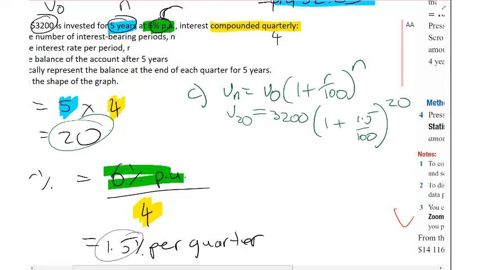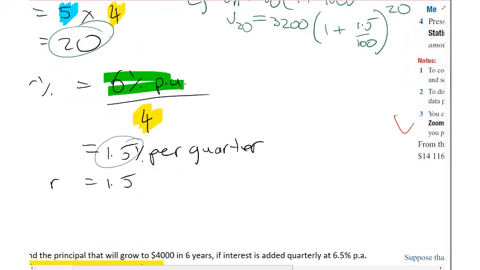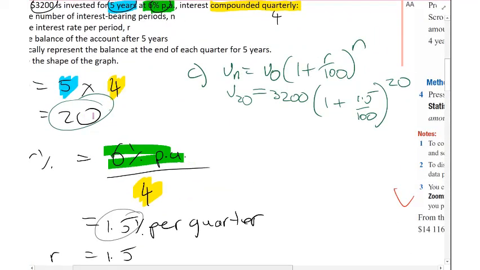Maybe highlight some of these colors. So what's a color I haven't used yet? So the 20 comes about from here, okay? The 1.5, we can see there. So what it's basically doing now is V20 equals 3200 times (1 plus 1.5 over 100) to the power 20. Write it always like this, it's good practice to get into, because that's what the examiners are going to want to see.